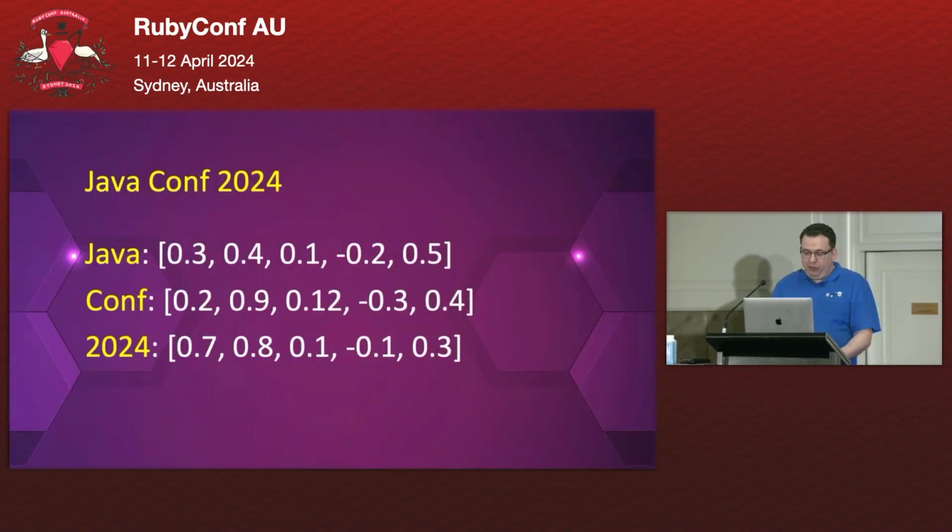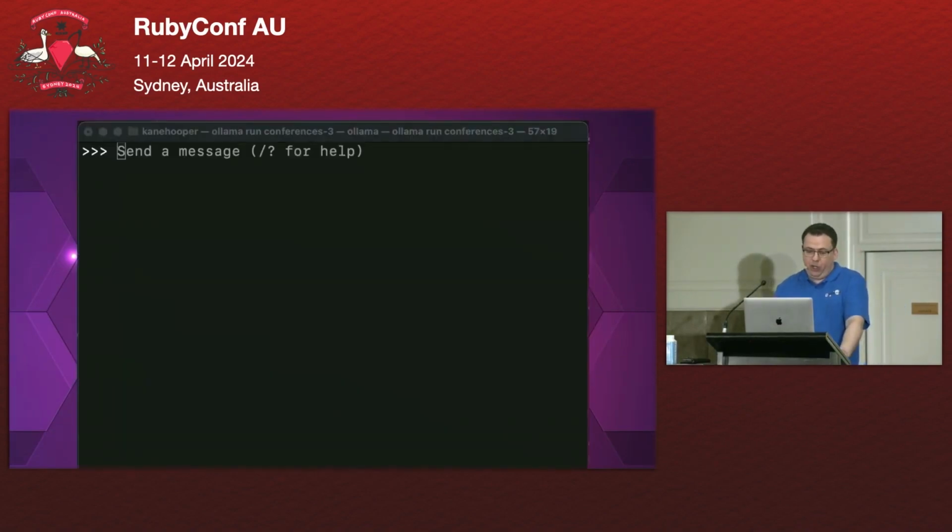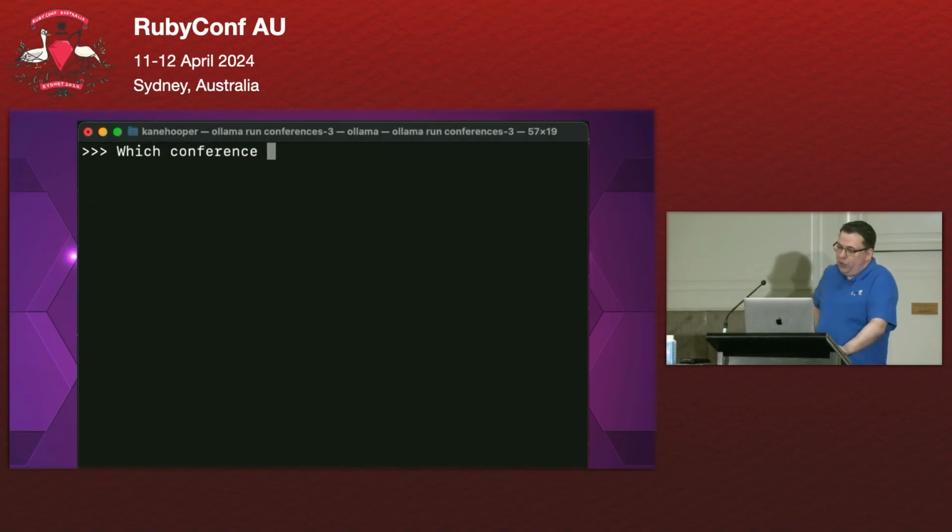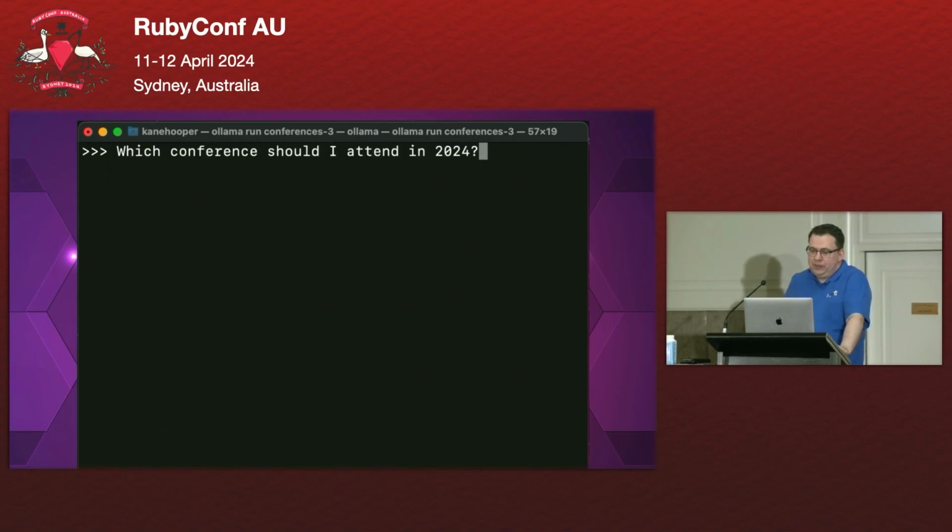Now, on the other hand, if you were to take something like JavaConf 2024, now I trained a model on this. Let's show this. So this is a locally run model running on my laptop. It's a video of it, but I put in, which conference should I attend in 2024? So the model's running locally.